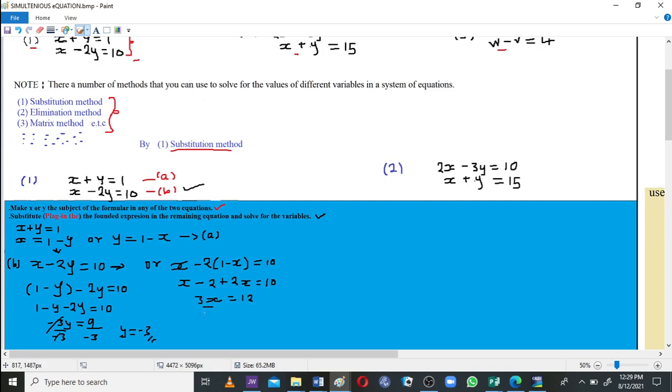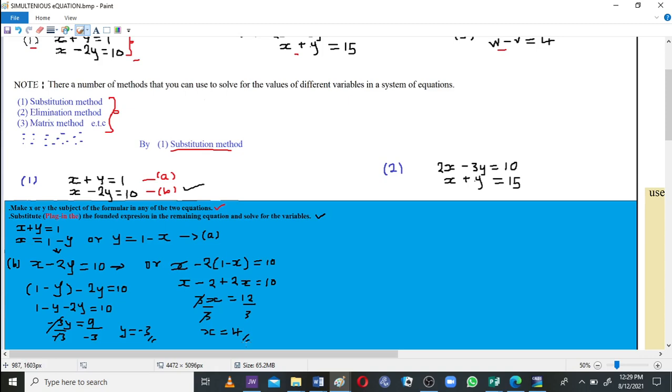You divide both sides by 3. You apply the cancellation rule. X is also 3, not 3, sorry about that. That's 12 divided by 3, that will give you 4. So this is the first part when using the substitution method.